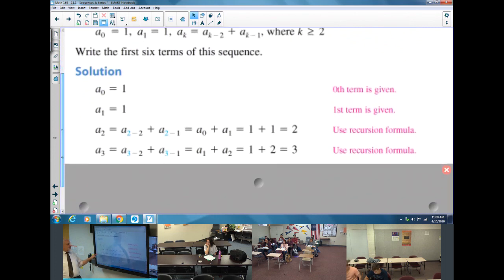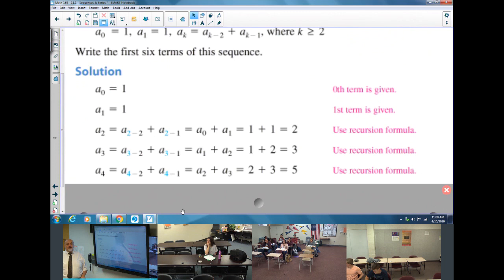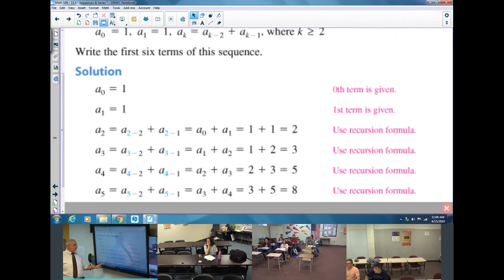And then the next term, we would add 2 and 3 together and get 5. And then we add those two together and get 8. So what would be the next term in the Fibonacci sequence? 13. Okay.